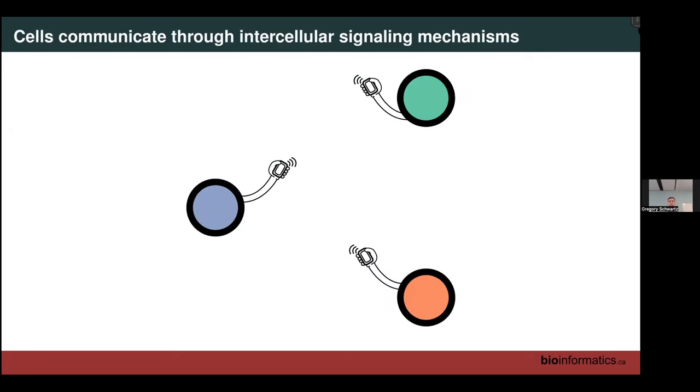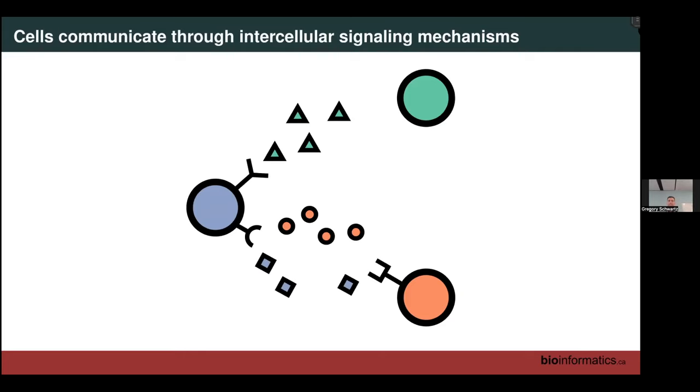So how do cells communicate? There's a variety of different kind of mechanisms. It's not through cell phones. It's generally through the ligand receptor pairs. A sender cell will secrete a ligand protein, which will bind to a cognate receptor on a receiver cell, and this will form that communication.